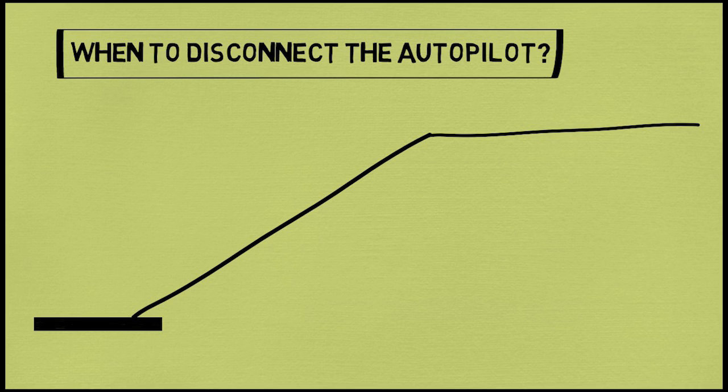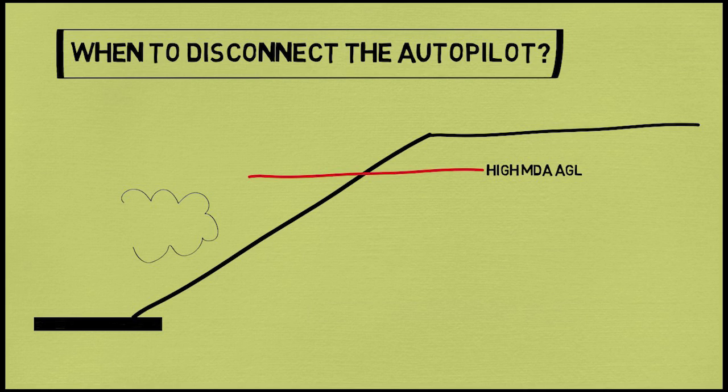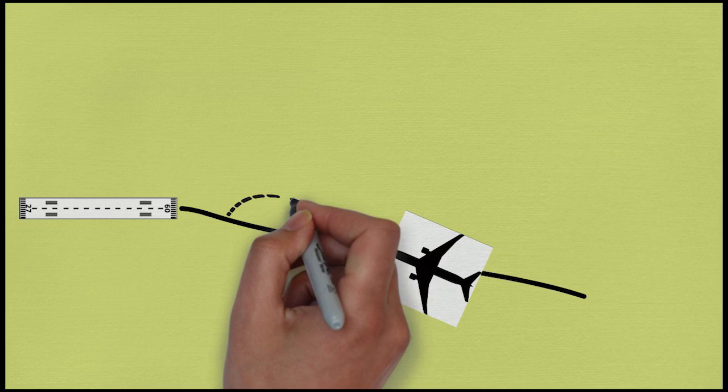In good conditions, you may turn off the autopilot on final and use visual reference. If the minima is high above the airport elevation, or if the weather is marginal, it might be feasible to keep the autopilot engaged. If the profile is offset, then disconnecting no later than minima might be necessary to regain correct approach path.